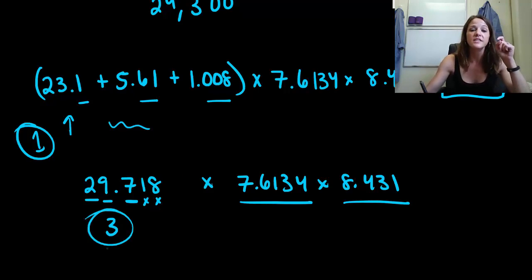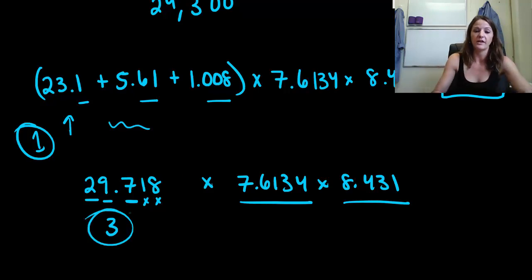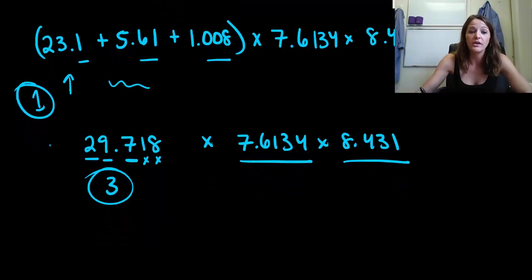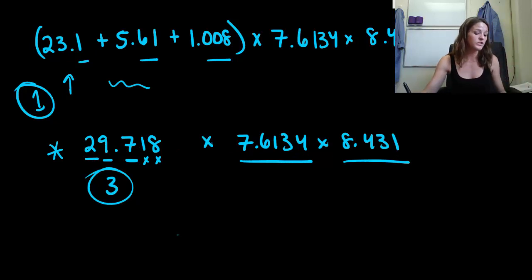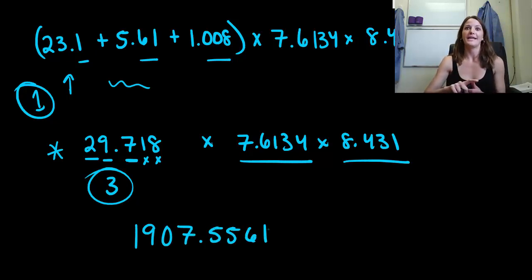So now again, this number is going to dictate how many significant figures we can actually have in our final answer. So we're going to use all 3 of those numbers fully, 29.718 times 7.6134 times 8.413. When we do that properly, our calculator gives us an answer of 1907.5561. Now, again, another hard part. I'm so evil, but this is something I wanted to make sure we talked about.